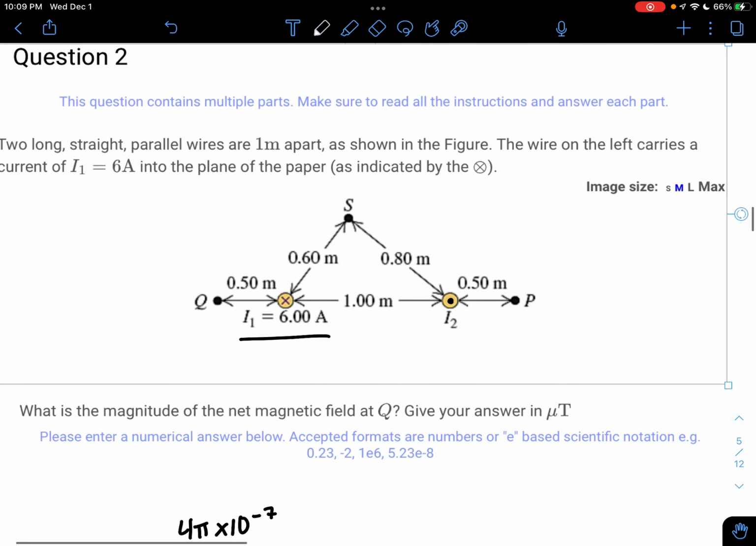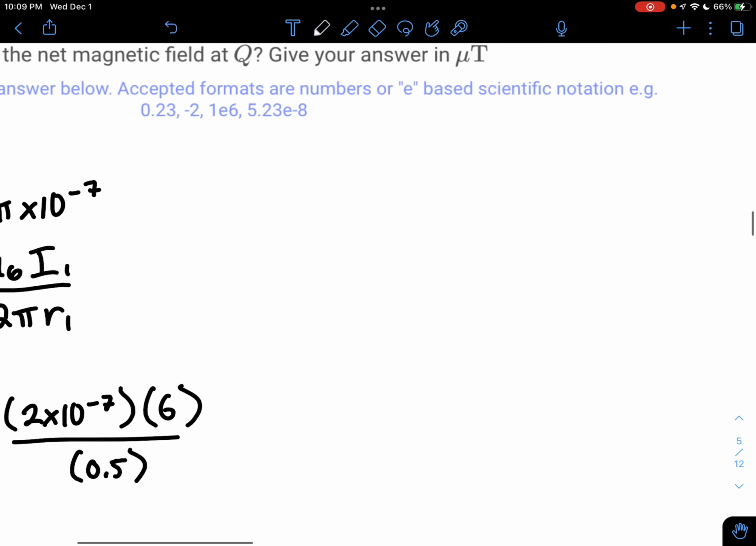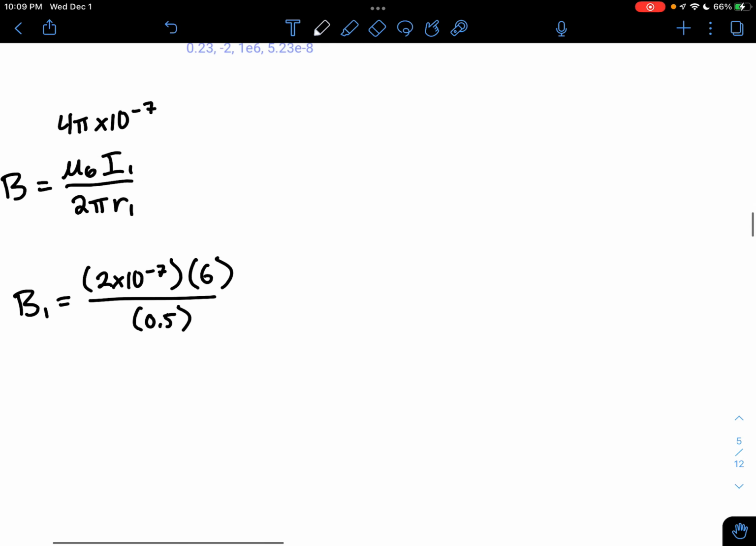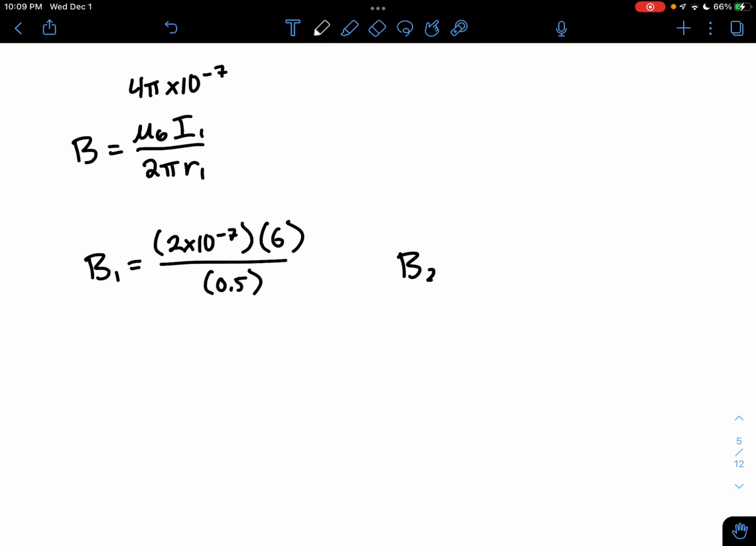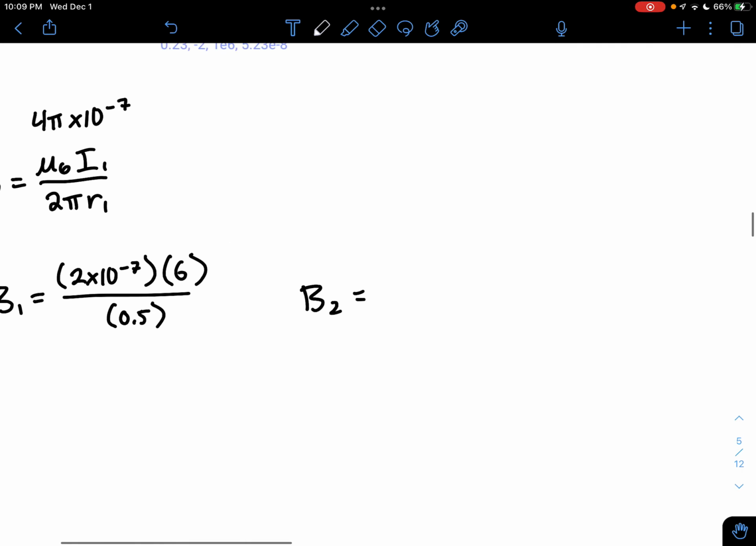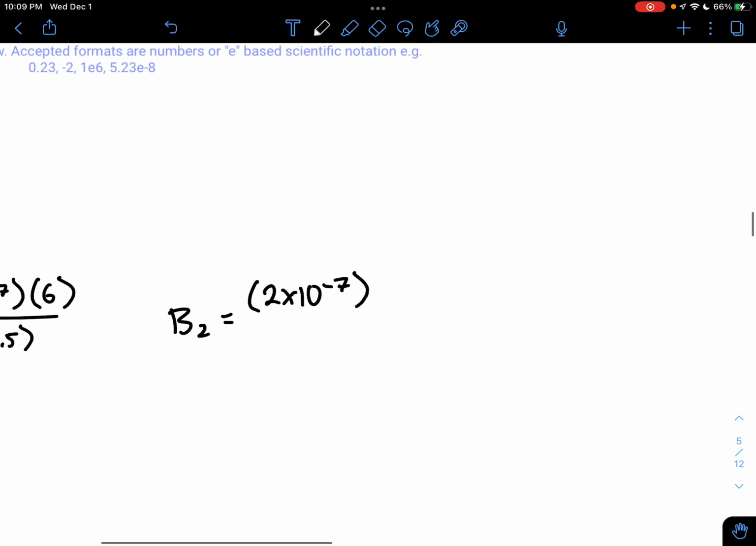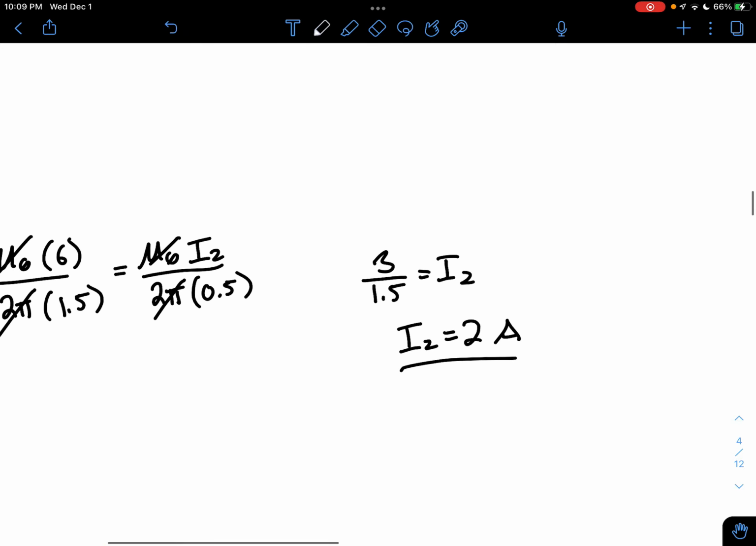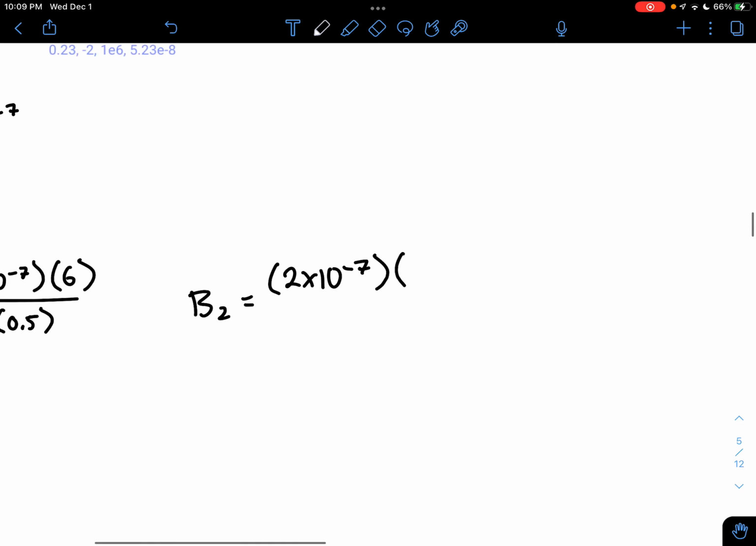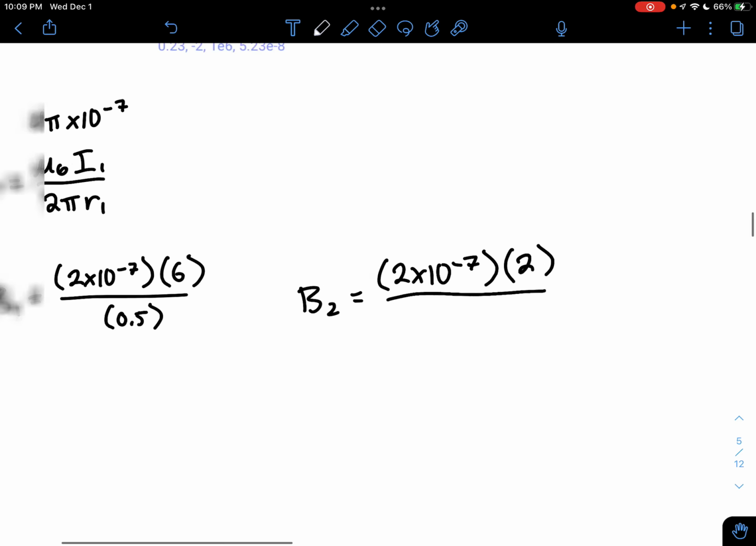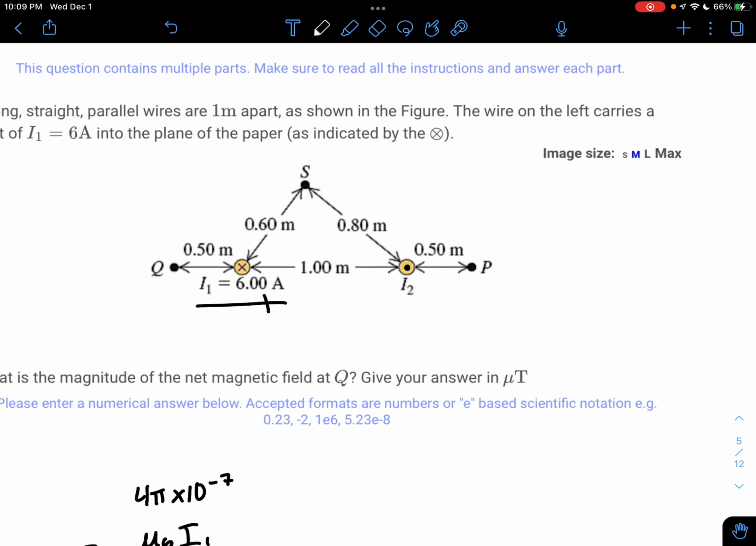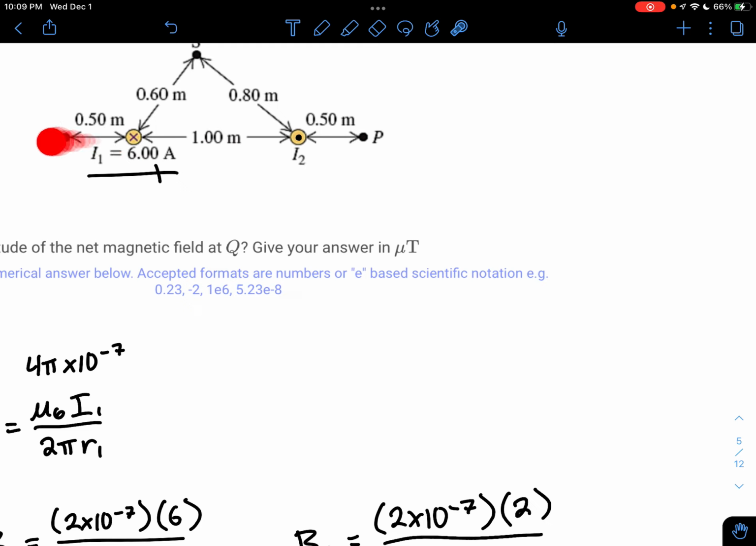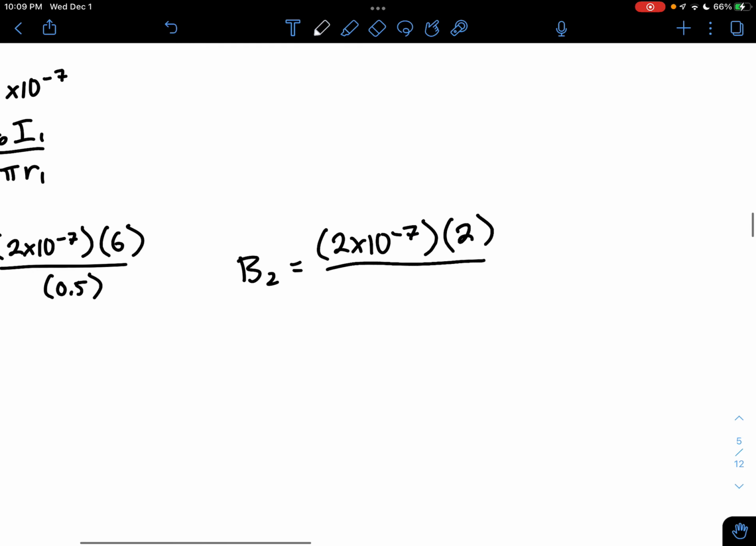Cool. Now we're going to do the same exact thing, but we're going to solve for B2. Same thing, our coefficients, our constants, they still cancel down to 2 times 10 to the negative 7. Our current, what we calculated before, is our 2 amps, divided by our radius here, which is going to be 1 plus 0.5, 1.5, right? And that's going to give you your B2.